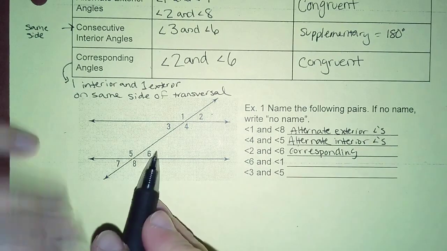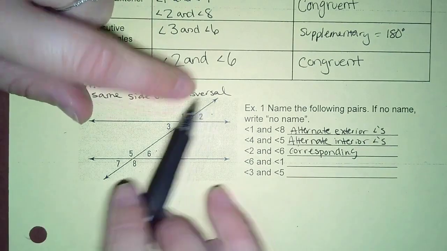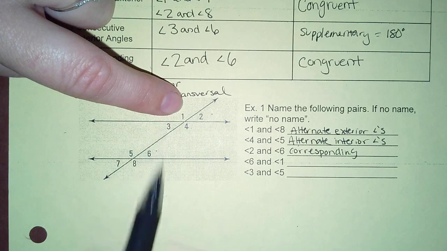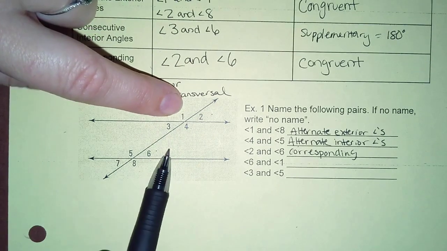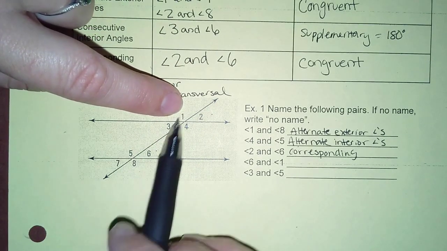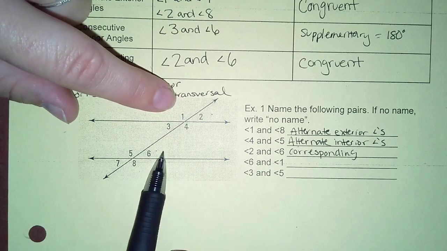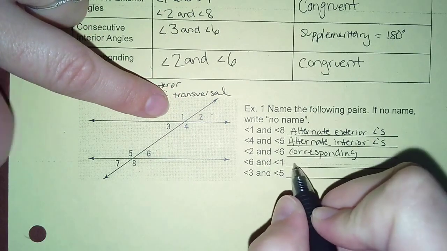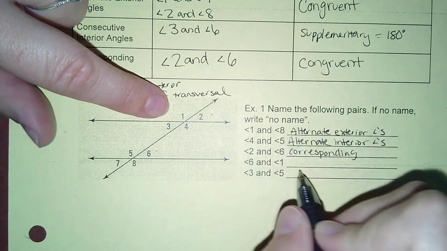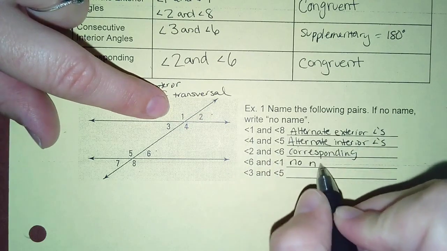Okay, 6 and 1. Angle 1 is on the exterior and on the left side. Angle 6 is on the interior and on the right side. They don't have a direct relationship here. If there is no name for the relationship, we just put no name.